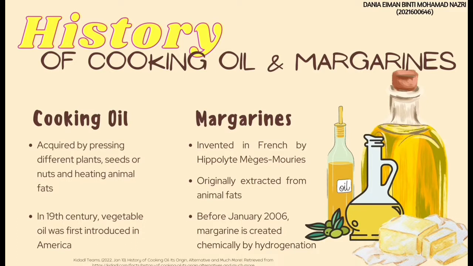As for margarine, it was invented in France by Hippolyte Mège-Mouriès, who was looking for a cheap and stable substitute for butter. It was originally extracted from animal fats, where they would heat up the fats and let them solidify at room temperature. Before January 2006, margarine was created chemically by a process called hydrogenation.